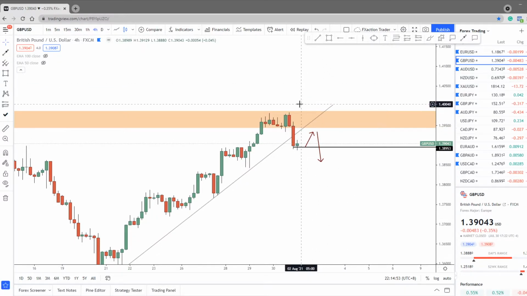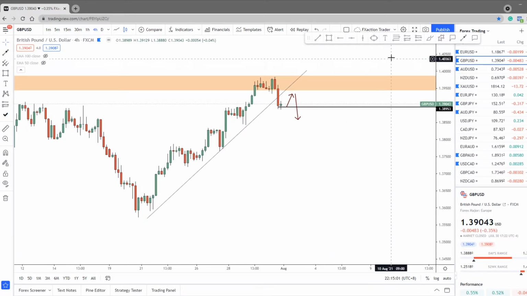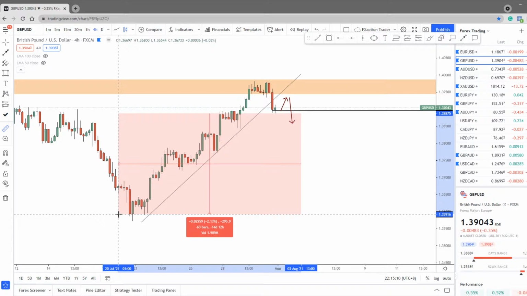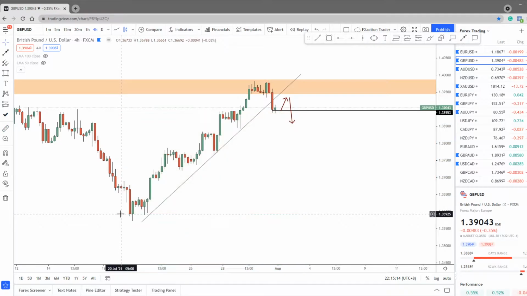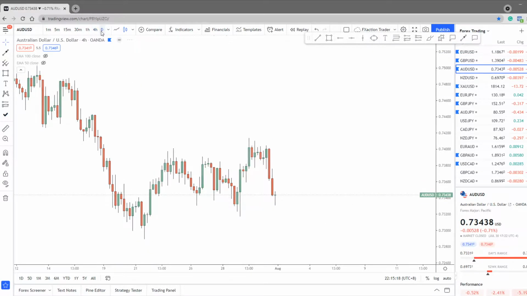And as long as this resistance level at 1.398 or 1.399 is not broken, the market has a very high potential to retest the previous bottom at 1.395. That is a massive movement, about 300 pips, that we can just wait patiently for. So let us move to the Aussie Dollar.